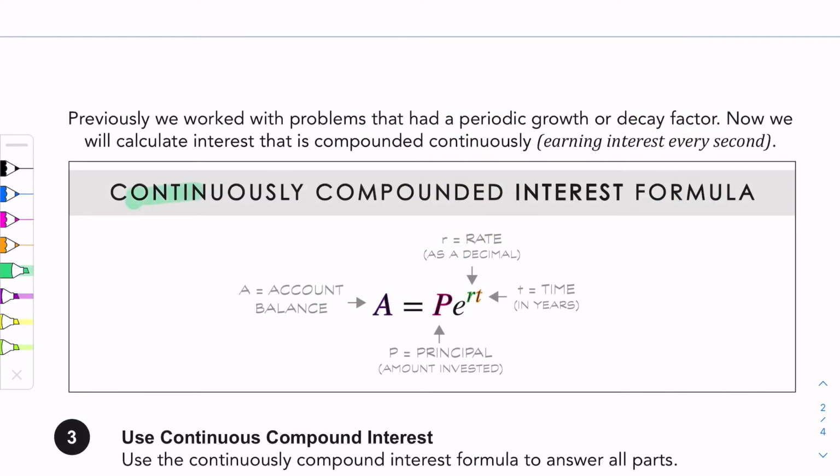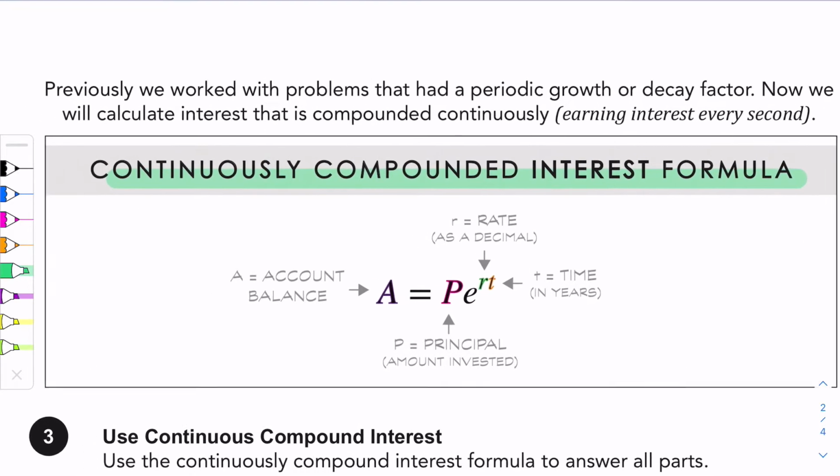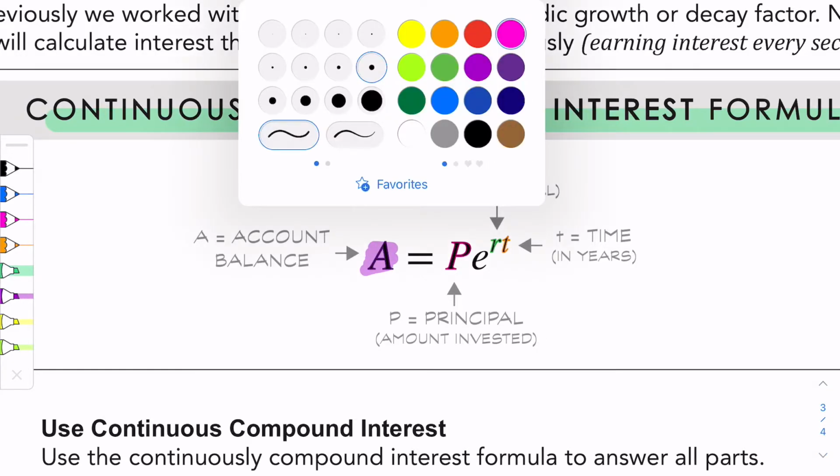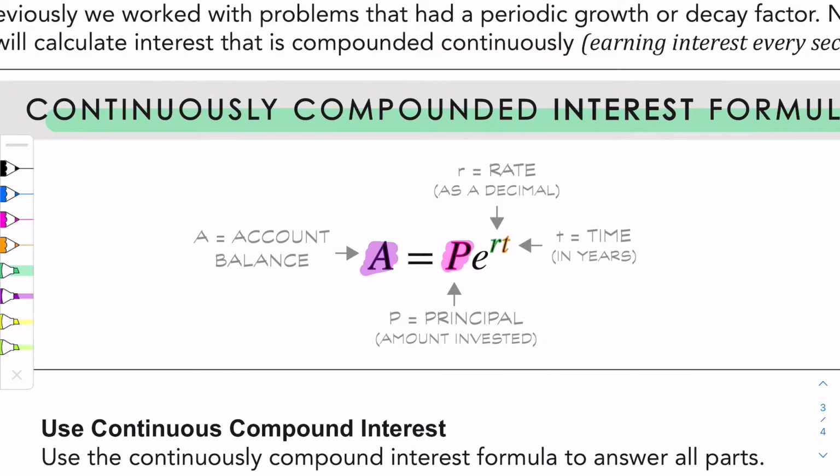Continuously compounded interest. So continuously compounded interest has a slightly different formula. It does use some of the same letters, but we have something a little bit different that we're going to use, and it's called the number E. So we'll talk about that in a second. But we have our account balance, which is going to be our solution. And in the formula, we still have our principal amount, so the starting amount.